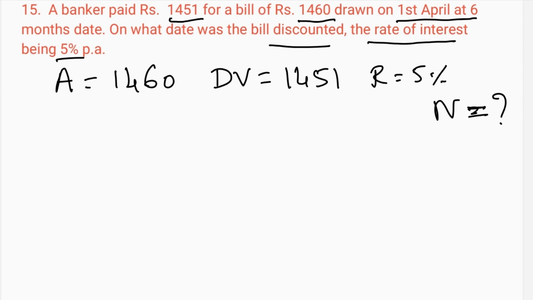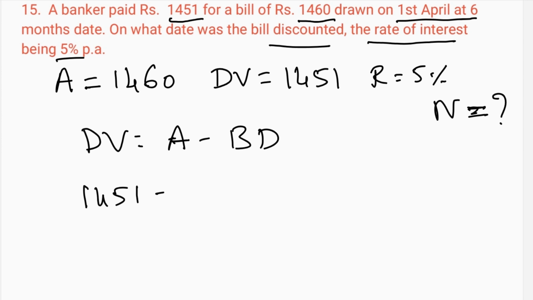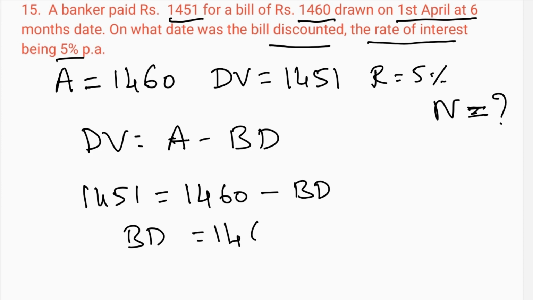So how to find out the n value? We will substitute in the formula. We know that discounted value is amount minus banker discount. If you substitute this, 1451 equals 1460 minus banker discount. If you replace this, banker discount will come to the left side, BD minus BD becomes plus, 1460 minus 1451 will go that side. So banker discount will be 9 rupees.